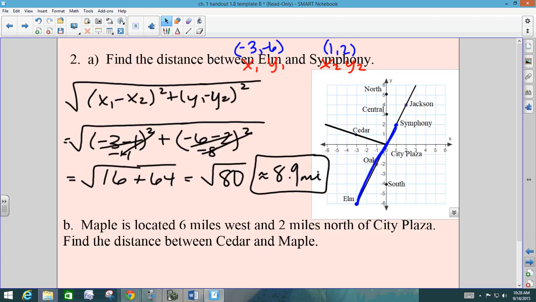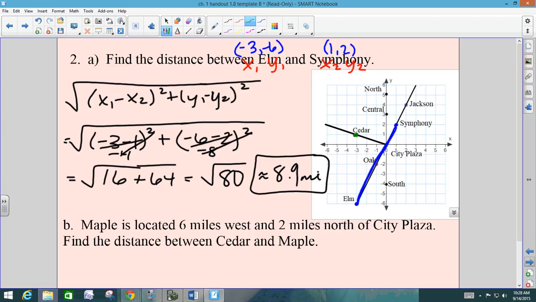Says Maple is located 6 miles west and 2 miles north of City Plaza. Find the distance between Cedar and Maple. Well, Cedar's on our map. It's here in quadrant 2. But Maple's not there. We have to put it on there based off what they gave me. They say it's 6 miles west and 2 miles north of City Plaza.